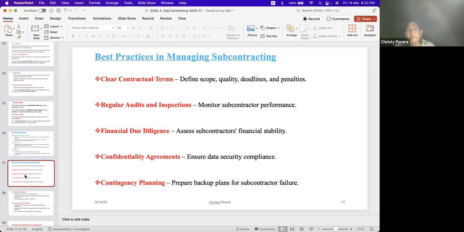Monitor subcontractor performance. You'll have to monitor. They ask them to monitor subcontractors' performance also, not only the main contractor. Financial due diligence: assess subcontractors' financial stability. That means when you select the subcontractor, you'll have to be very careful about his financial stability.